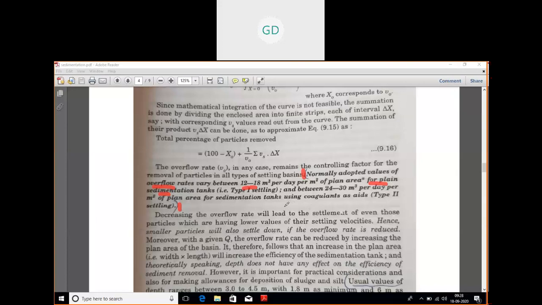And for sedimentation tanks using coagulants as aids, you write down the overflow rate is between 24 to 30 meter cube per day per meter square of plan area. Okay, write down this line.